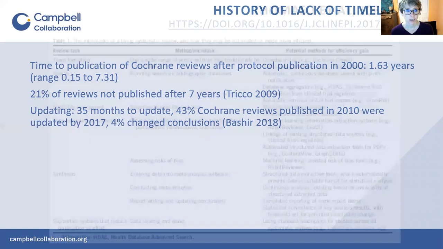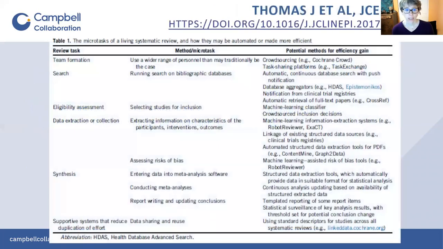So how can we improve? I think most of you, again, are the converted. There are many ways to bring automation into systematic reviews, as well as crowdsourcing to bring many hands to bear. James Thomas from the Epicenter published this article 3 years ago on how automation could be used in each step of systematic reviews. This has obviously moved on since this article.